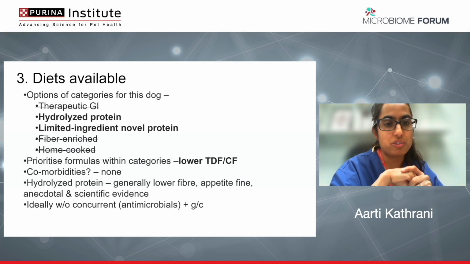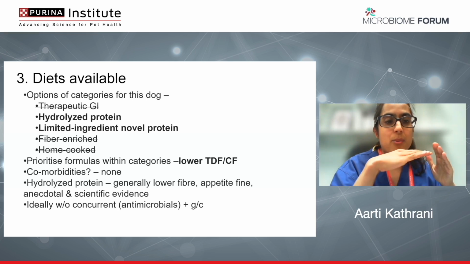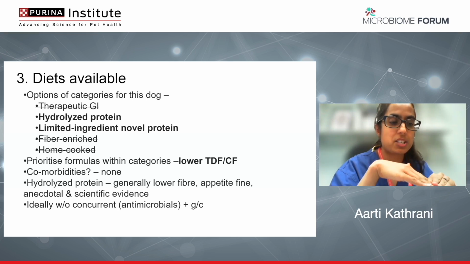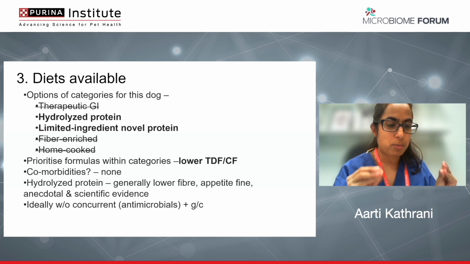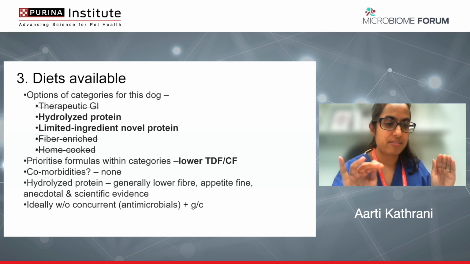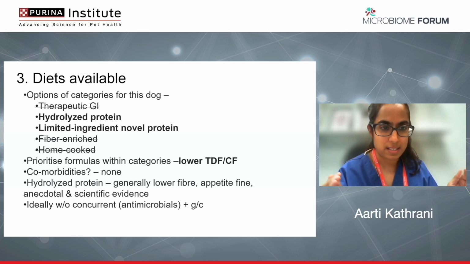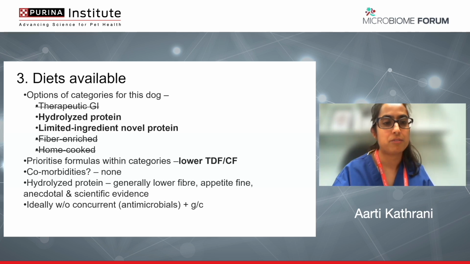Then once you know what categories you want, you prioritize the formula within that category. Because I was looking at low crude fiber, total dietary fiber, I'd probably pick the one that had the lowest. And this is where, when you're prioritizing formula within your chosen category, sometimes you might need to consider any nutritionally responsive comorbidities that are also present, because if there are strategies there, for example, if you had a dog with chronic kidney disease and you needed lower phosphorus, that would help prioritize your formula even further, because you might need to incorporate those strategies as well. This dog had no comorbidity, so we didn't have to do that.